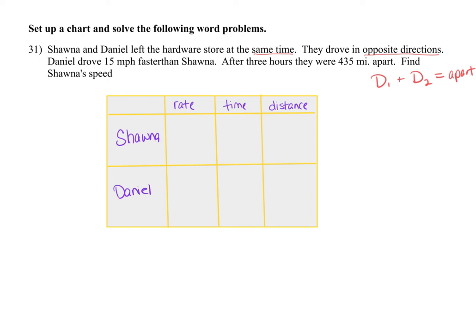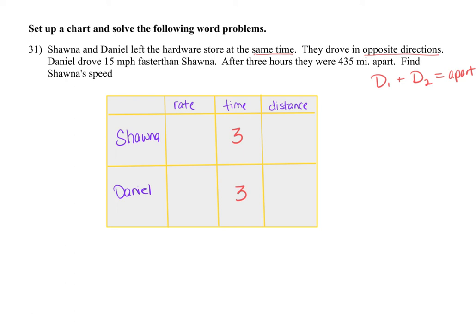So after 3 hours tells me actually 2 things. It tells me both of their times, all right? My variable is actually in my question. What are they asking for? How fast? So they are asking for a rate. That is where my variable is going to be. It's going to be somewhere in my rate, okay?